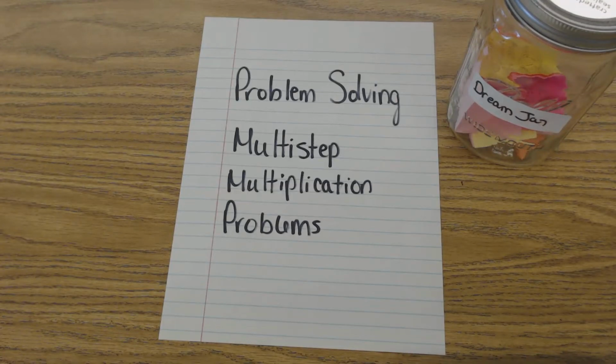Problem-solving, multi-step multiplication problems. As students progress through their mathematics, one of the skills that we work on is problem solving. These are the more real-world experiences with mathematics that students will encounter. In fourth grade, we really work on the multi-step problems. These are mathematical problems that require more than one mathematical process in which to solve.